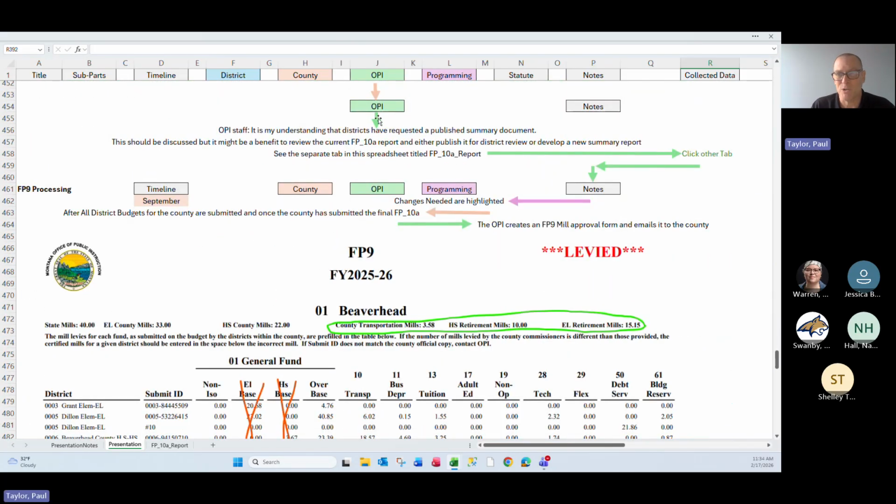This is a comment for our OPI staff, and we have to figure this out for our districts, and this is where I hope I'm going to wake Shelley up. It says, OPI staff, it's my understanding that districts have requested a published summary document. It should be discussed, but it might be a benefit to review the current FP10A report and either publish it for districts or review or develop a new summary report. See the separate tab in here, and let's click over there and take a look at it.